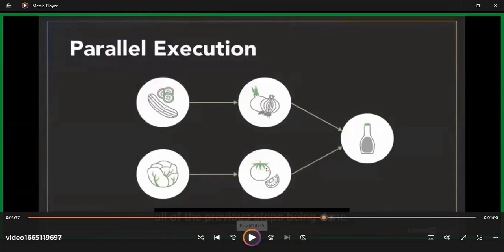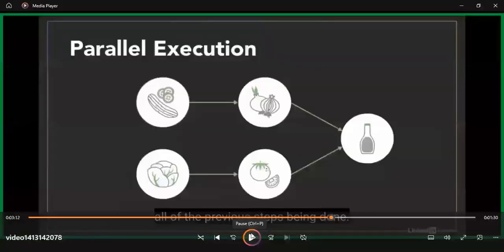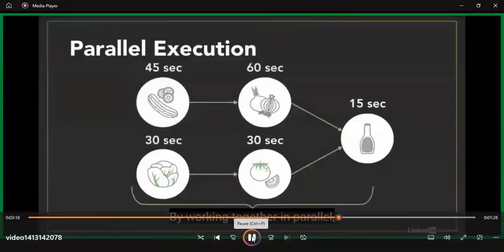So it only took 2 minutes to execute this particular task. So what exactly is it doing? It is faster than the 3 minutes. The purpose of parallel execution is that the task is executed in a parallel way.